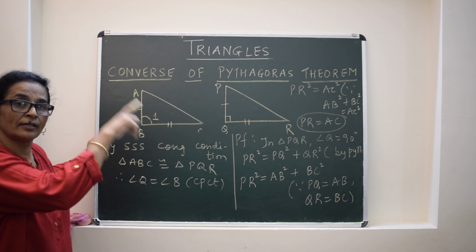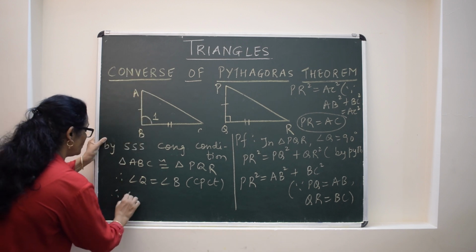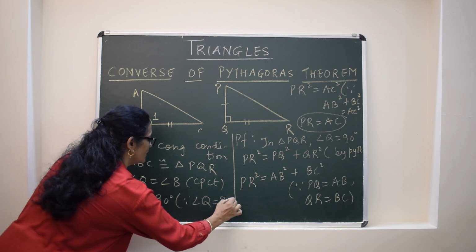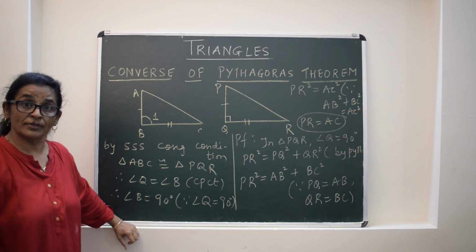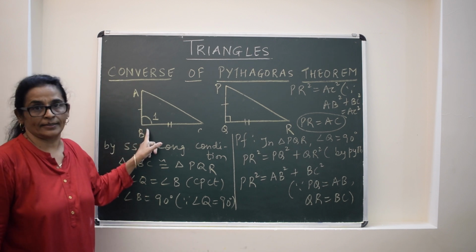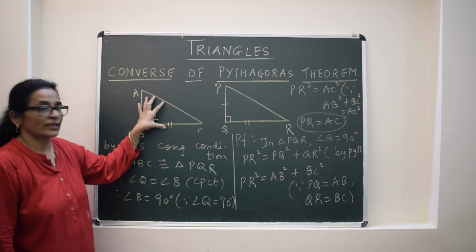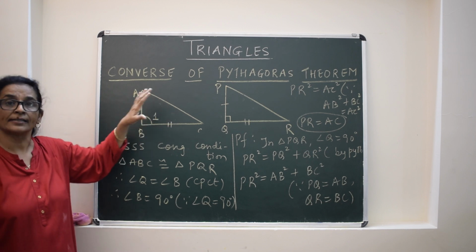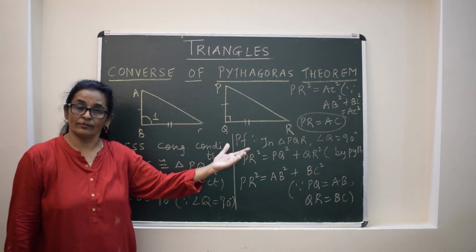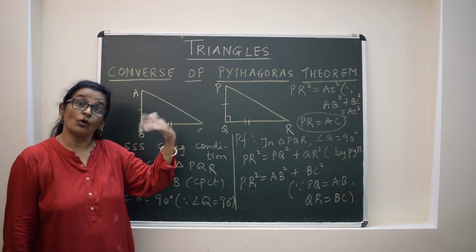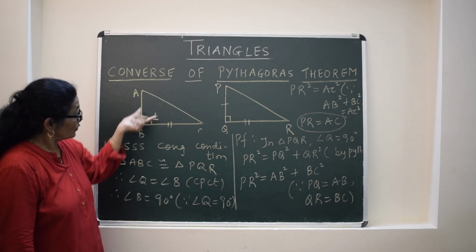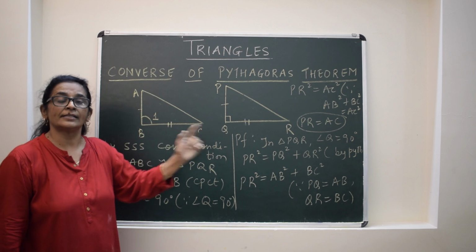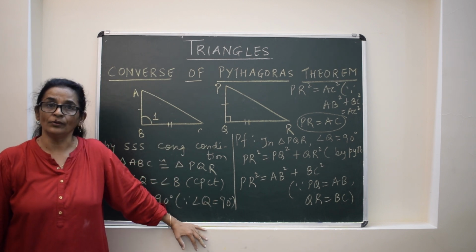But what was the construction? Angle Q is 90 degrees. Therefore, since angle Q is already 90 degrees, so what we have proved? Angle B is also 90 degrees. So, what was given in a triangle? If the square of one side is equal to the sum of squares of other two sides, then it is a right angle triangle. In some words you can say like this, the angle opposite to that side, whose square is equal to sum of other two sides, will be a right angle. So we have proved angle B is equal to 90 degrees.